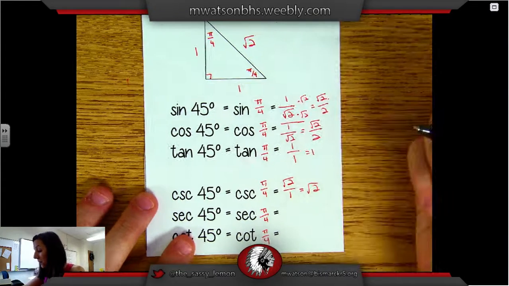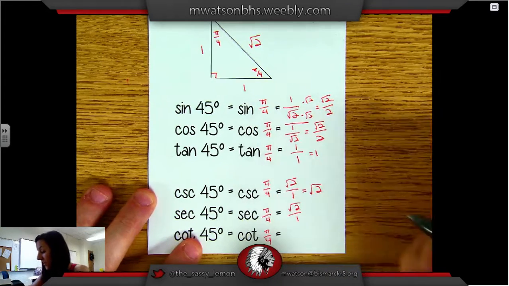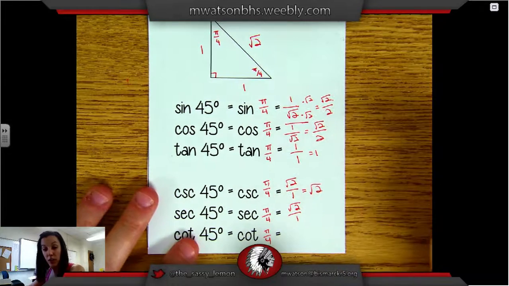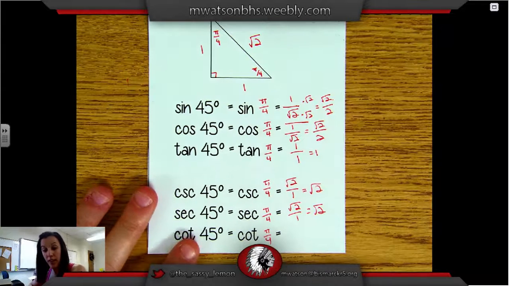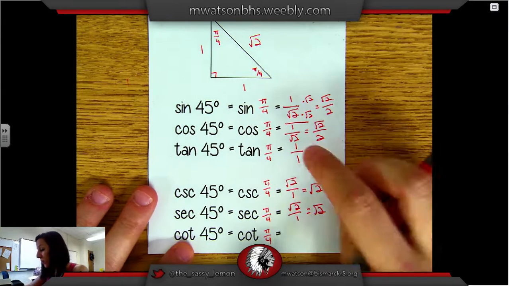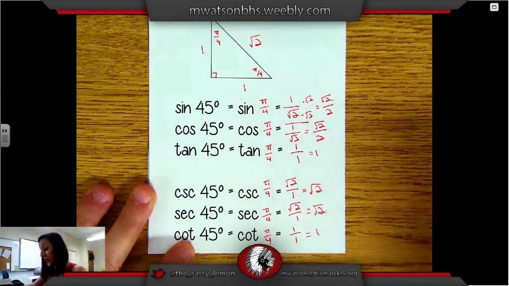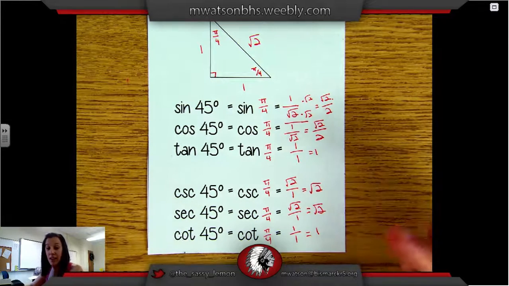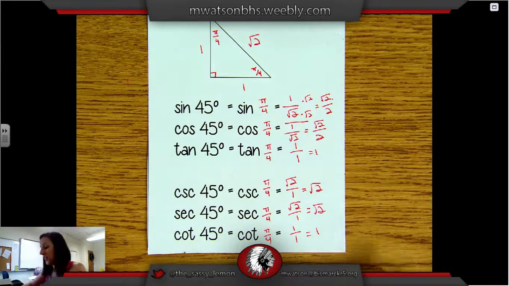Same thing with cosine. Its reciprocal is secant. So we'll flip over the 1 over square root of 2, get square root of 2 over 1. Anything over 1 is itself. And then lastly, cotangent is the reciprocal of tangent. Well, 1 over 1, that's still 1 over 1, which is 1. So you can see the 45, 45, 90, or pi over 4, pi over 4, pi over 2 triangle really isn't that complicated.